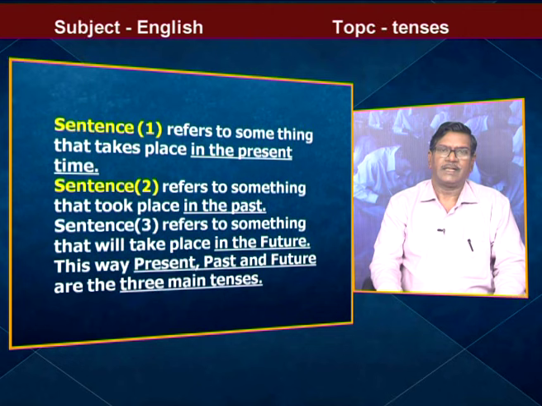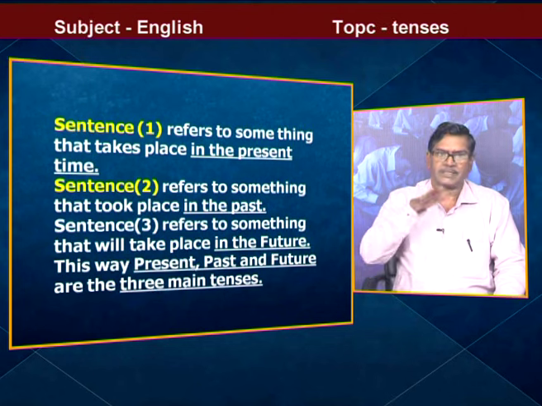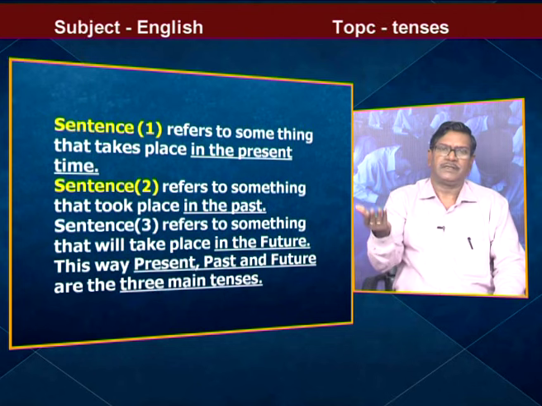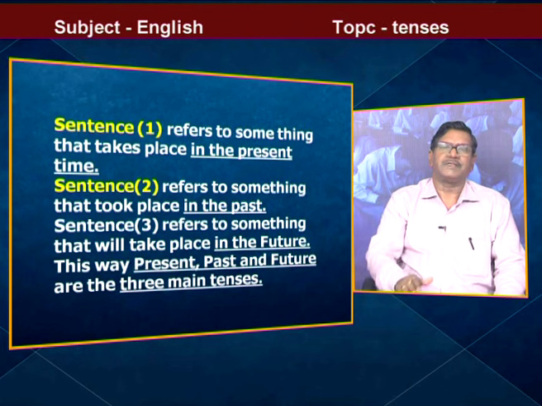So the tense here is the time at which the action of the verb takes place. Sentence 1 refers to something that takes place in the present time, and sentence 2 refers to something that took place in the past. Sentence 3 refers to something that will take place in future. That way, present, past and future. These are the 3 main tenses.